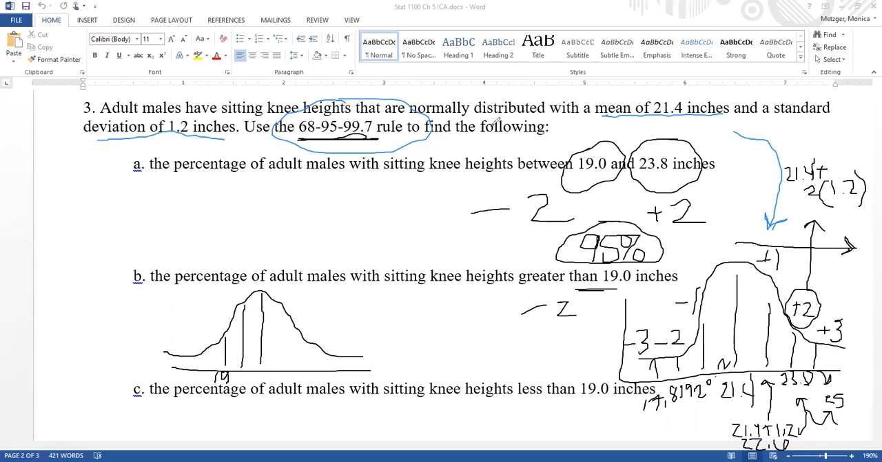Okay, so now I can't just say it's 95, right? Because I'm only looking at the percentage that is greater than this 19. So notice the difference. On part A, it was within those values exactly. So it was within 2 standard deviations on each side. Here, it's only within 2 standard deviations on the left. So we have to reason through it a little bit.